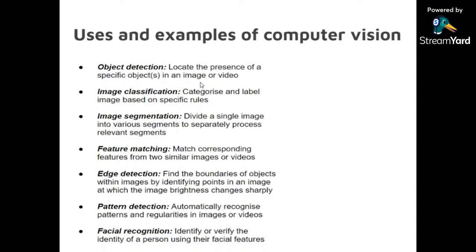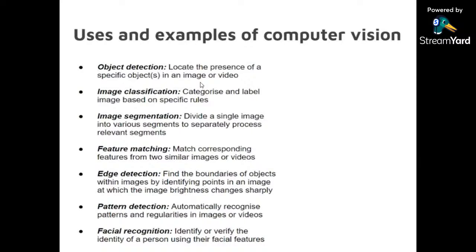Image segmentation is dividing a single image into various segments to separately process the relevant segments. Feature matching is also relevant to the feature engineering part, because features are the main part of a data set. Once we get a data set, we need to separate what the features of the data set are. So the similarity index as well as the dissimilarity index while comparing, and creating a major difference, all those things are part of feature matching.